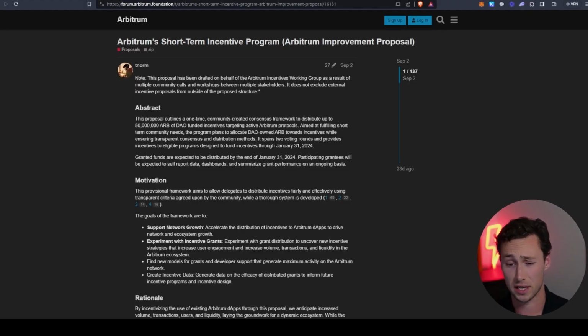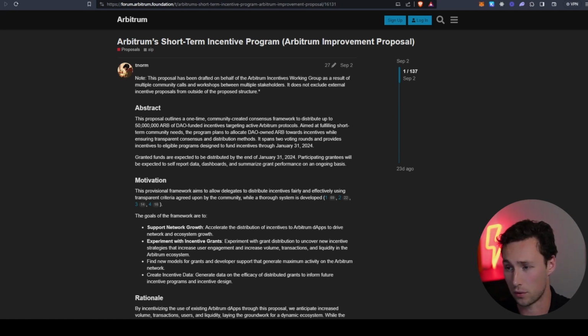Next thing that's really exciting right now is that Arbitrum currently has an ecosystem incentive program that just went live, called the Arbitrum Short-Term Incentive Program. Through this program, 50 million ARB tokens are being distributed to various protocols to help bootstrap and grow the Arbitrum ecosystem further. For those of you who don't know, the price of ARB is currently just over a dollar, so that 50 million ARB incentive is 50 to 60 million dollars. That's a pretty large incentive program.